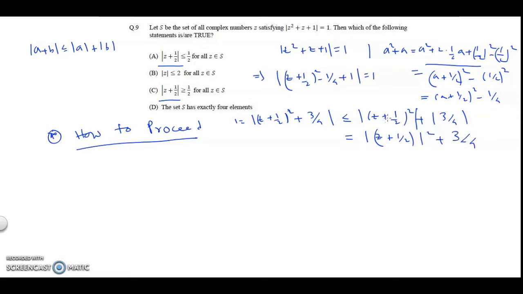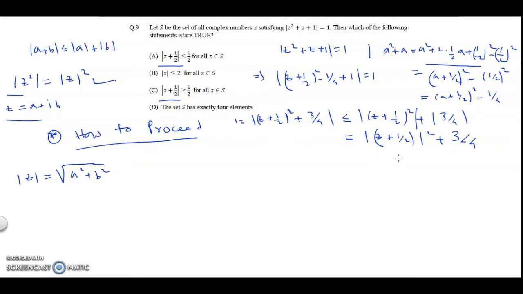What did we do here? We just moved the square outside of the modulus. You can verify this: modulus of z square is equal to modulus of z whole square. You can take z equal to a plus ib and verify this. It is your task. It will always be true. And modulus of z, I want to tell you, if z is a plus ib, modulus of z is root of a square plus b square. Now verify this.